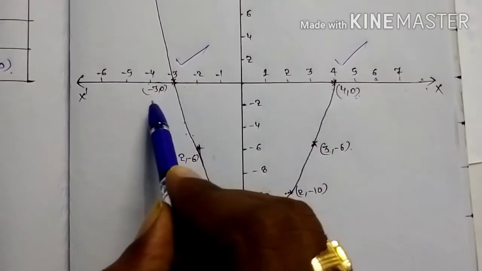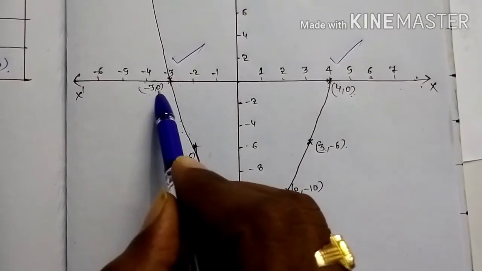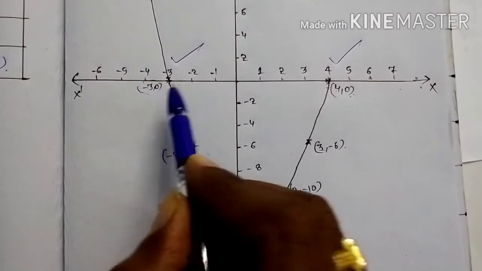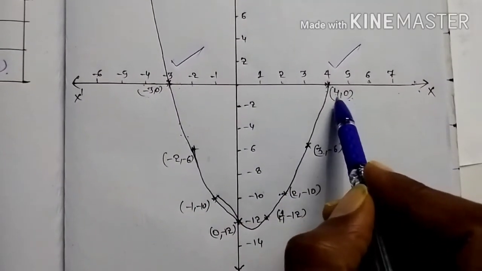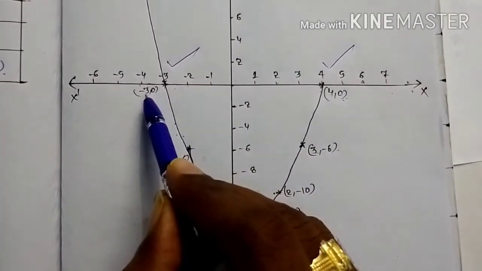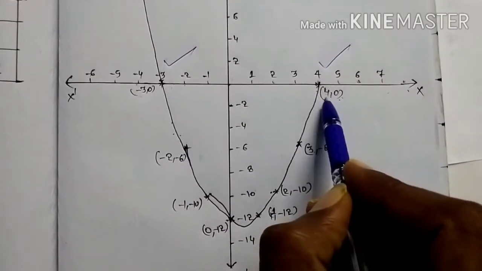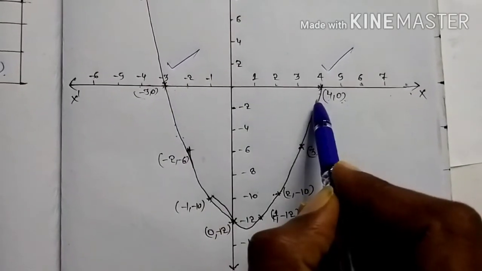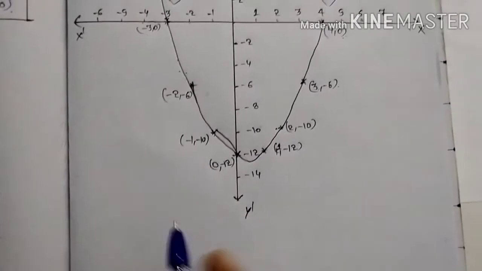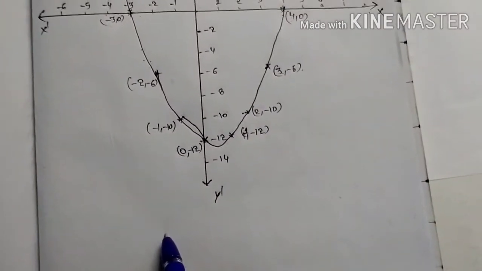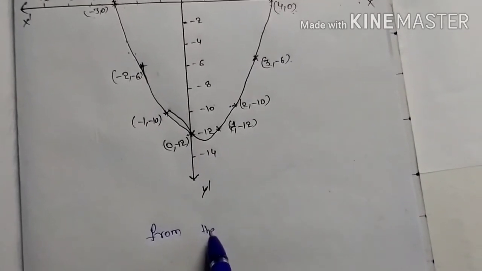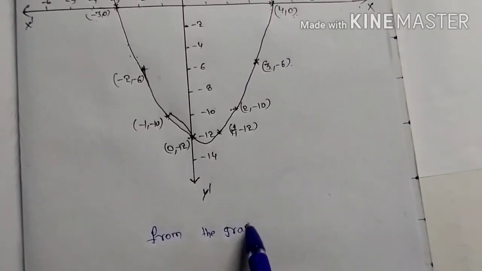Now you can see what the x coordinates here are. Minus 3 comma 0 means minus 3 is the x coordinate, 0 is the y coordinate. Here 4 comma 0 means 4 is the x coordinate, 0 is the y coordinate. That means minus 3 and 4 are the zeros of the given polynomial. You can write here, from the graph.